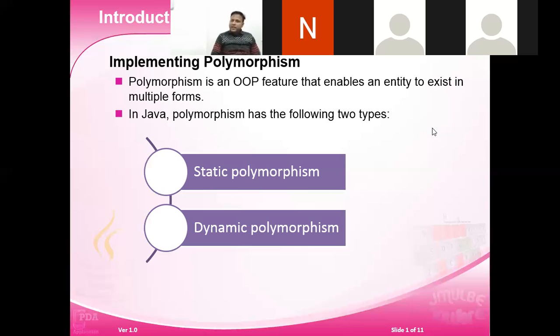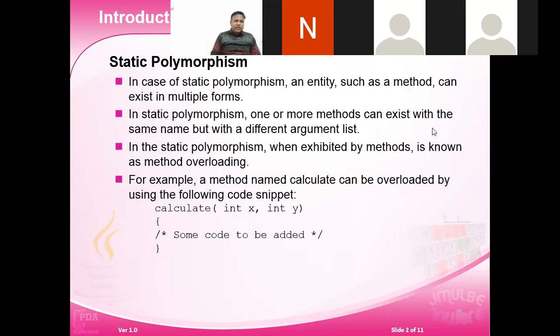Similarly, programmatically, in static polymorphism, the decision about the function execution is decided at compile time. In dynamic polymorphism, the decision about the function execution happens at runtime. Okay. So in the case of static polymorphism, an entity such as a method can exist in different forms.